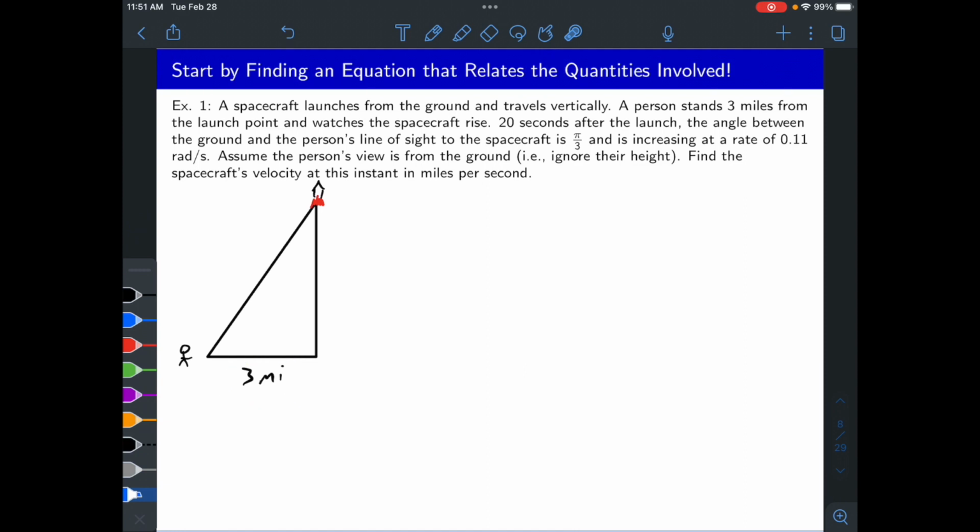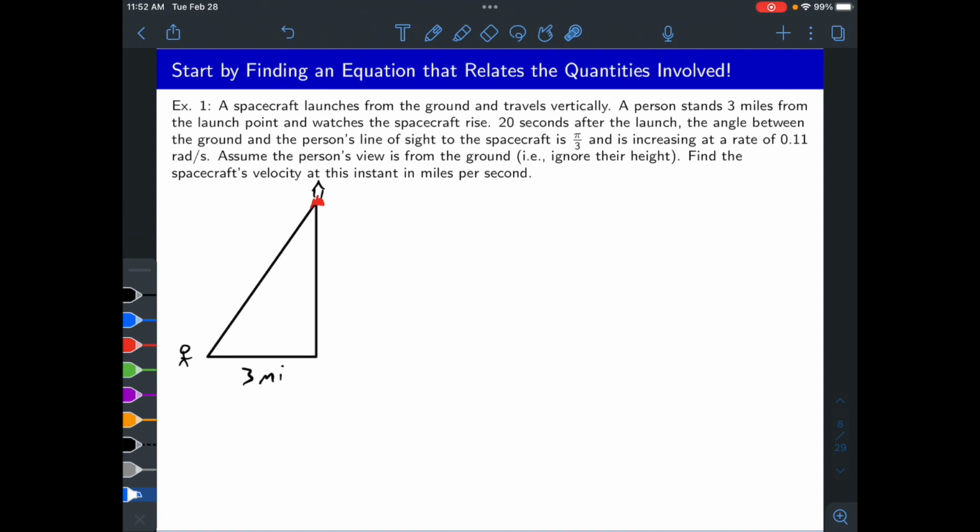Let's talk about labeling variables in our diagram. So this distance from the person to the launch point is told to us to be fixed, forever 3 miles. So there's no sense in calling this X or something like that. We don't need to assign this a variable because it's not a variable, it's a fixed quantity. So in our diagram, we'll just make that a fixed number.